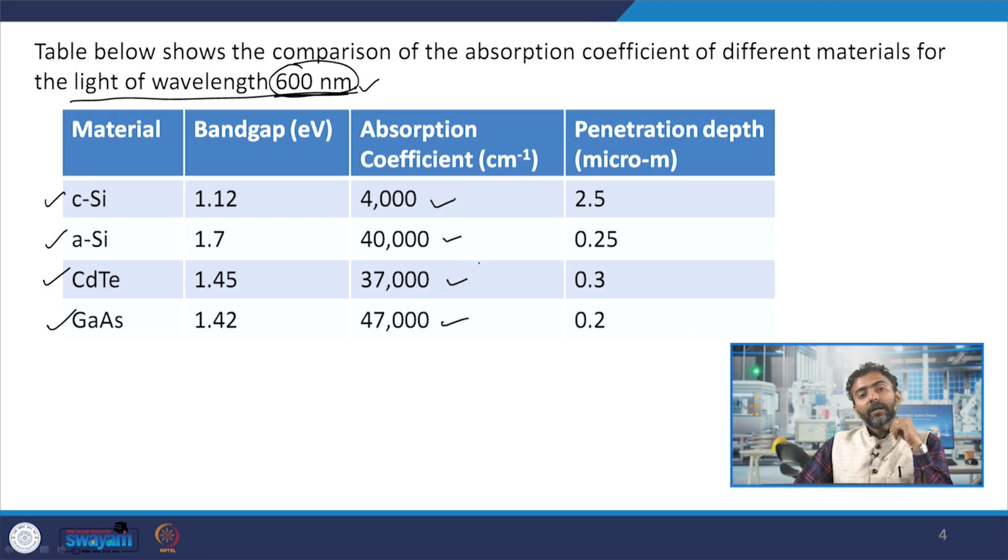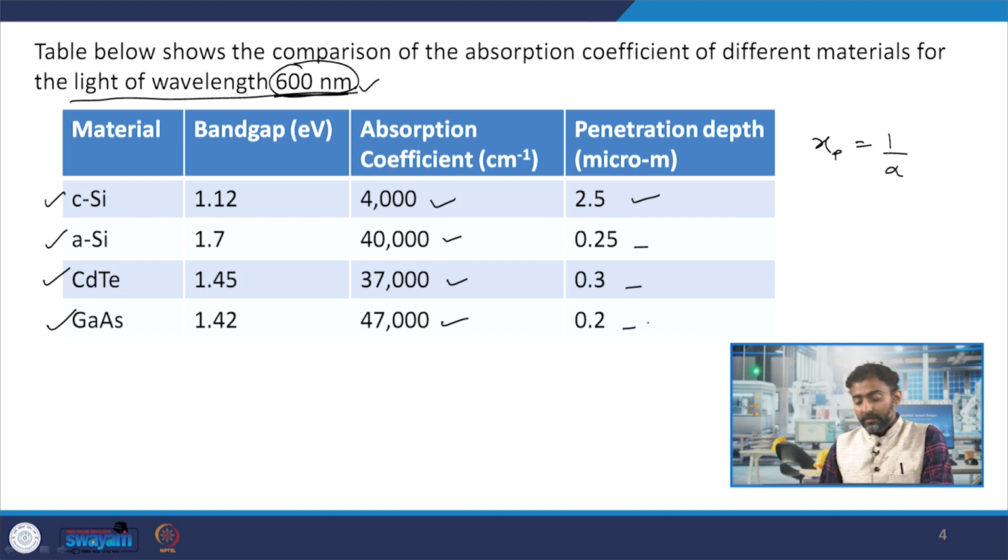And we just now looked at the concept of penetration depth, which is nothing but xp equal to 1 by alpha. If you do the simple calculation, you just take the reciprocal of the absorption coefficient and convert it into micrometers. Those are the values given in the last column of this table. You can see the penetration depth for crystalline silicon is 2.5 micrometer, whereas for amorphous silicon it is only 0.25 micrometer, for cadmium telluride it is 0.3 micrometer, and for gallium arsenide hardly 0.2 micrometer.